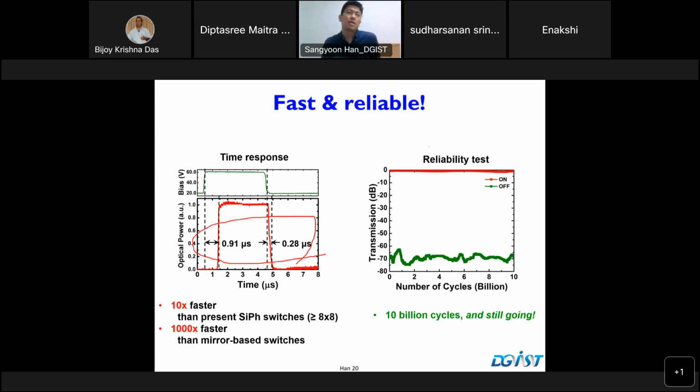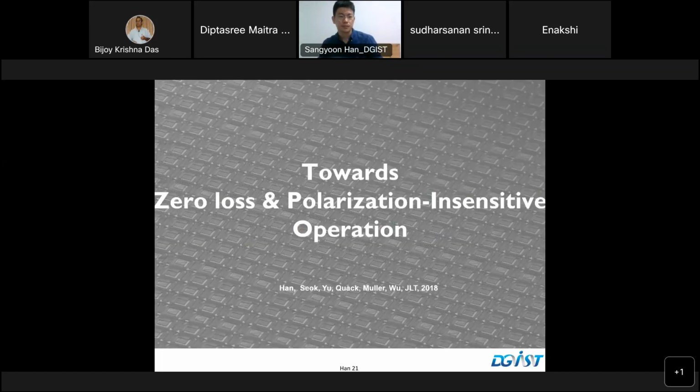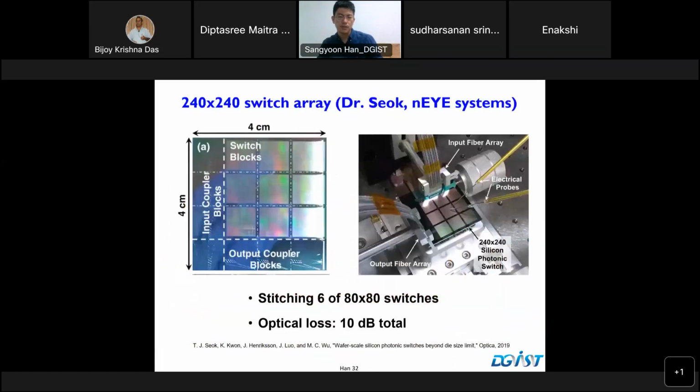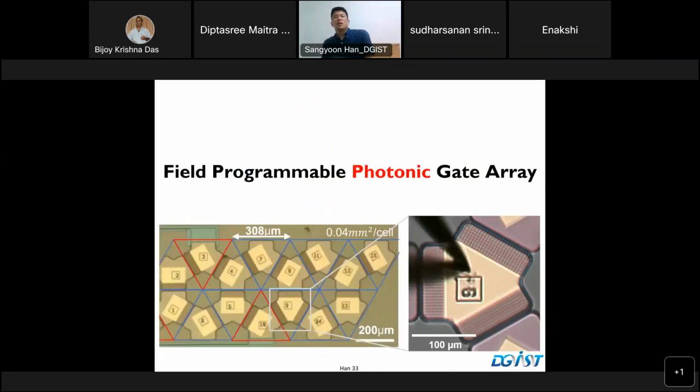So this is the switch based on MEMS technology that I participated in developing at Berkeley. Using this technology, when I joined DGIST 2 years ago, I started thinking of building programmable photonic circuits. So I'll move to that part. I'll just skip this.